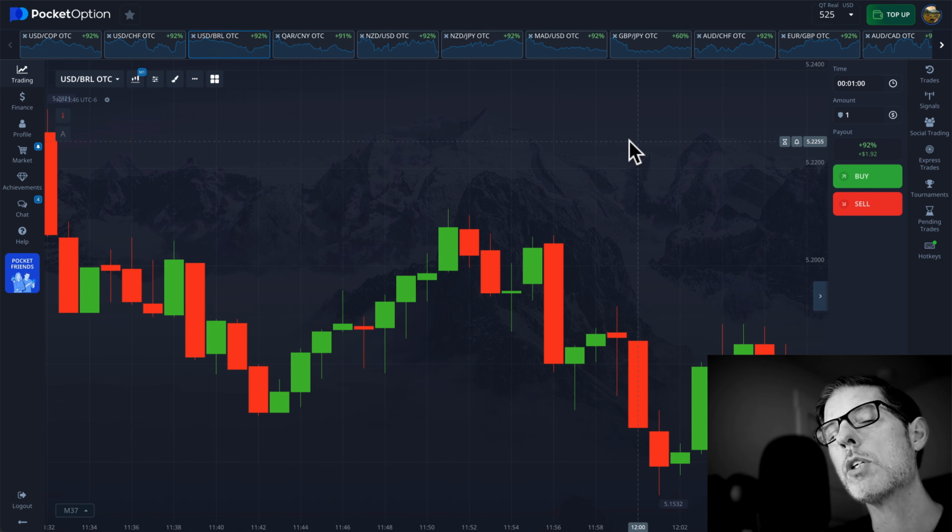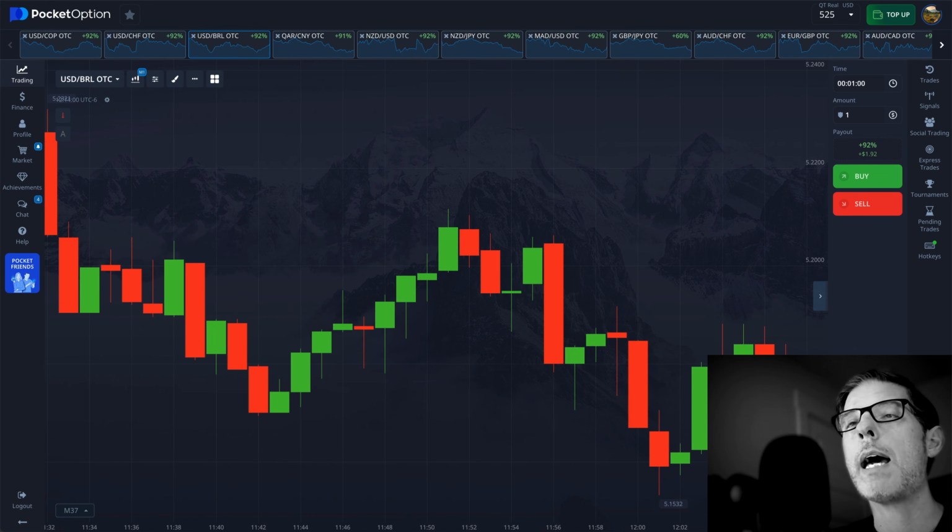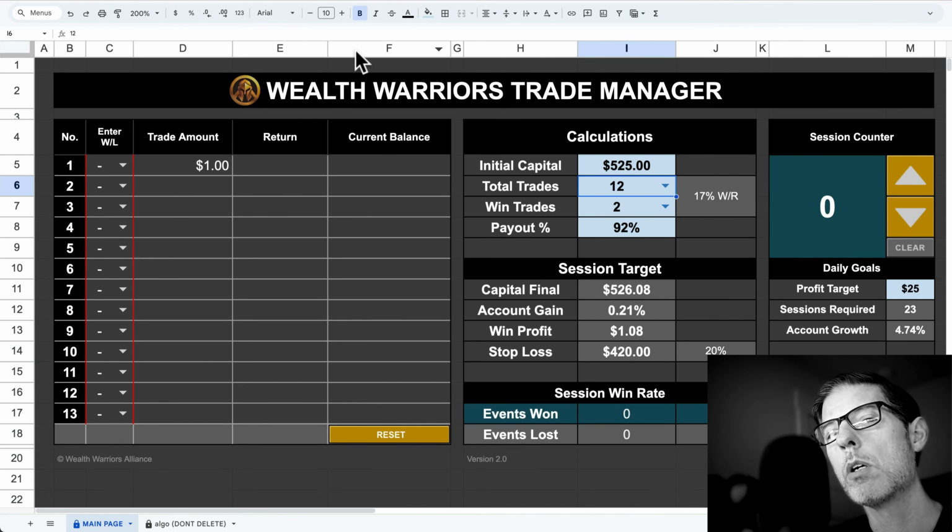Now, let's jump into the money management. The money management, this is where you guys are going to have your edge in the market. It's not so much the strategy, guys. It's about managing that money, okay? And we do that using the Wealth Warriors Trade Manager. This is a highly advanced trade manager with mathematical calculations that allows you to win even if you have losses.